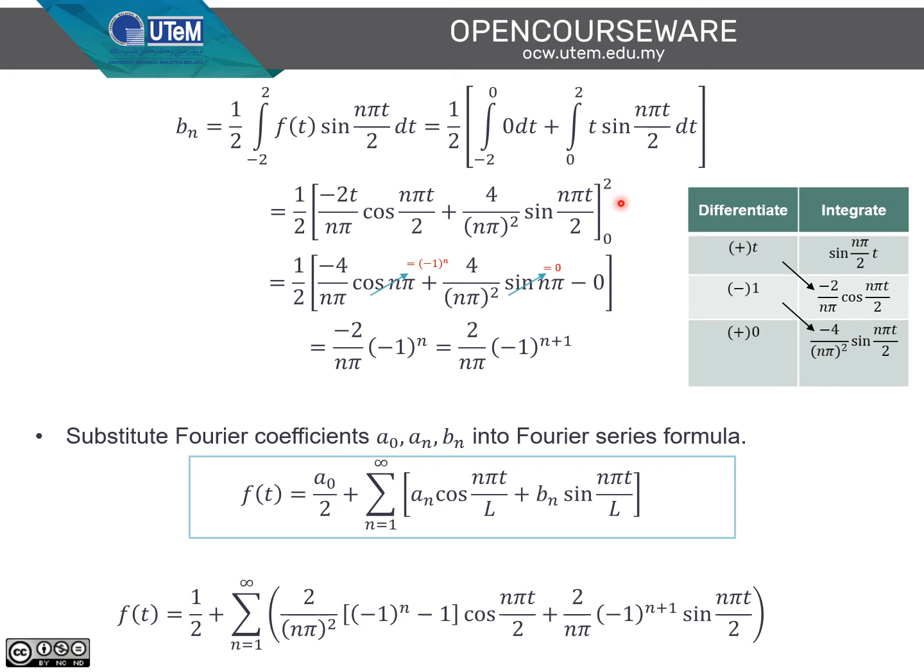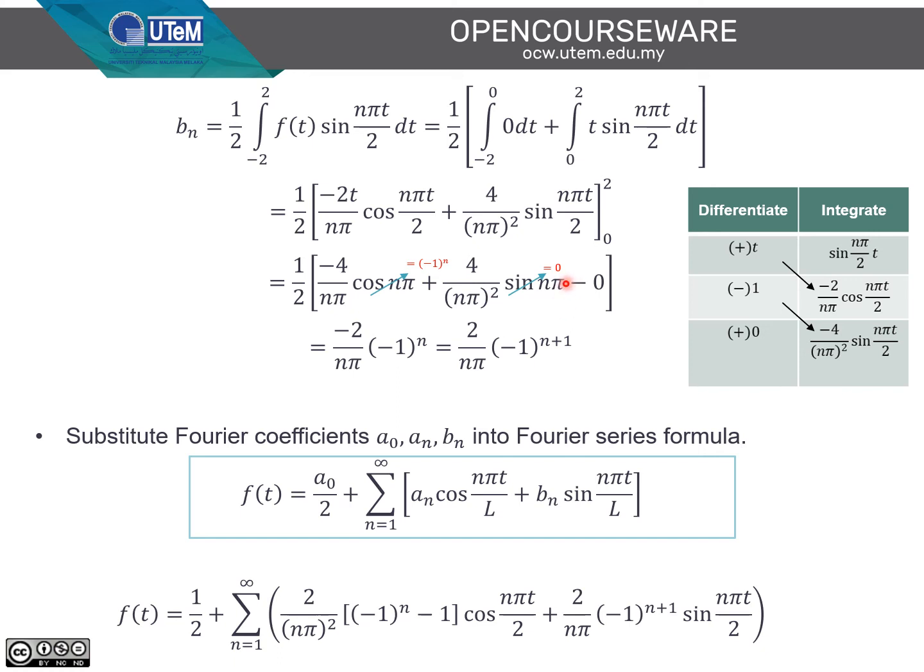Substitute the limits t equals to 2 and t equals to 0 into the resulting integration. So we obtain, when we substitute t equals 2, the answer is minus 4 over n pi cos n pi plus 4 over n pi squared sine n pi, minus, when you substitute t equals 0, the expression becomes 0. By applying the tips, cos n pi is minus 1 to the power of n and sine n pi is always equal to 0.